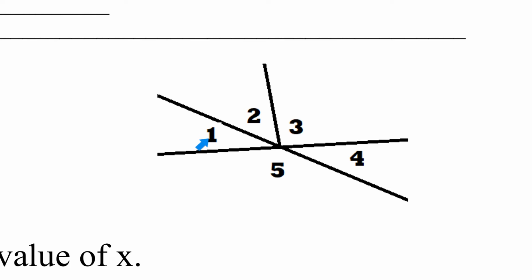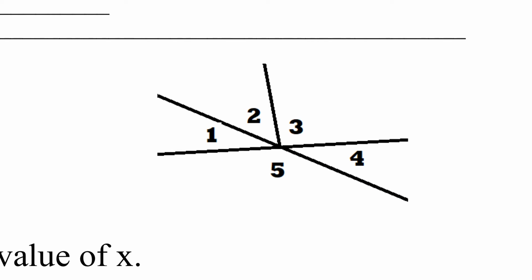Yes. Like what? 1, 2, okay. 3. Yep. All right, 1 and 2 are adjacent because they share this side right here, right? 2 and 3 are adjacent because they share this side. 3 and 4 are adjacent because they share this side. 4 and 5 are adjacent because they share this side. 5 and 1 are adjacent because they share that side.